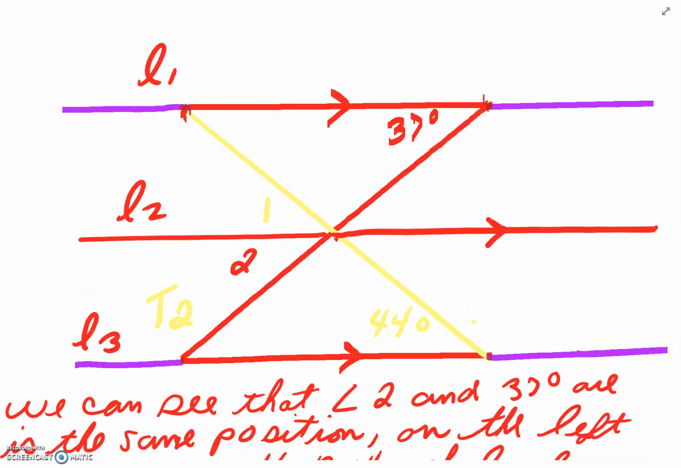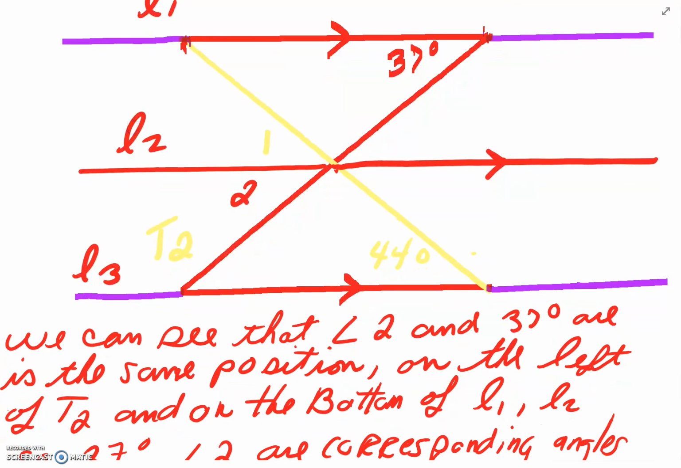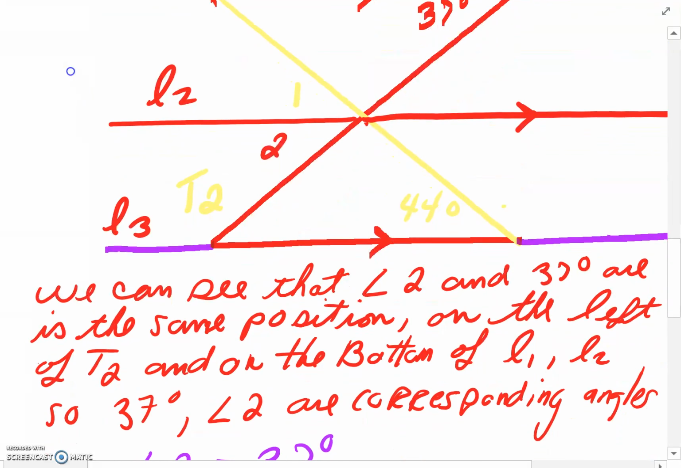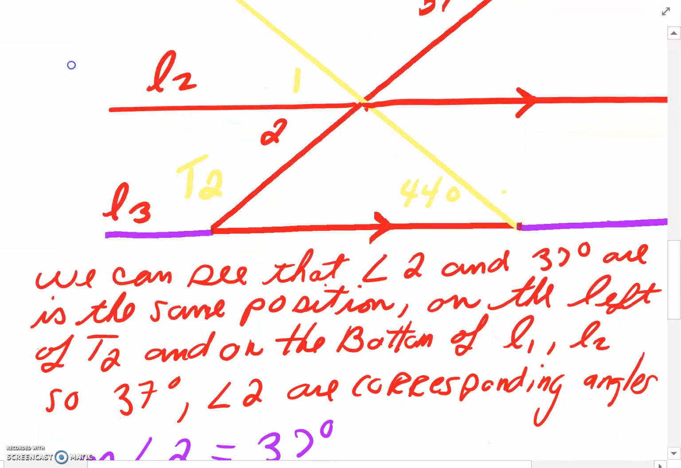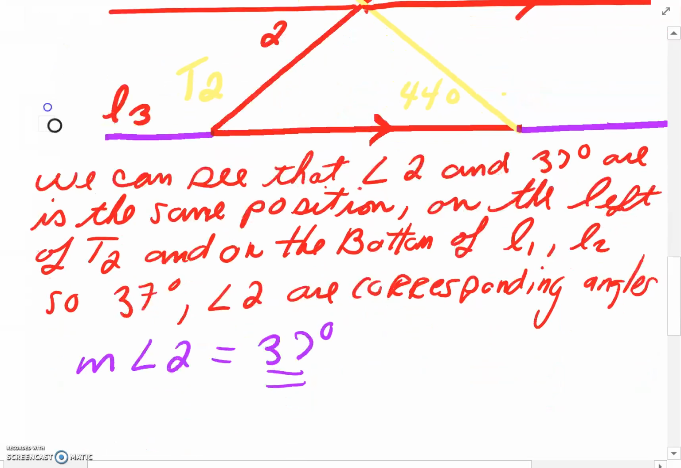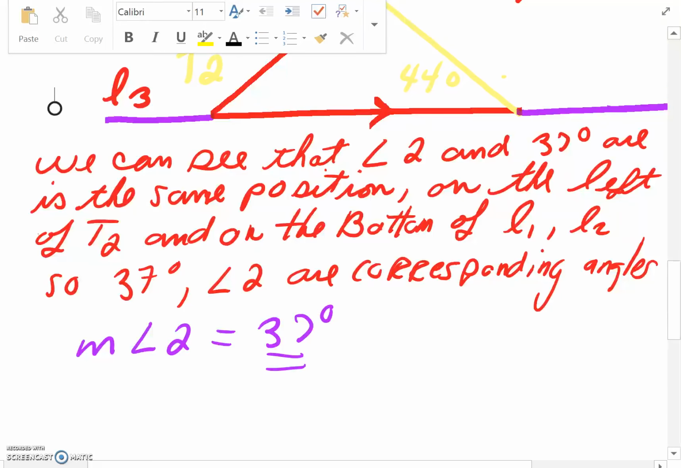So when I have more than one transversal, that's pretty confusing. So what I'm going to try to do is to de-emphasize one. With the green color, you can erase it and redraw the picture, but this is fairly clear. I can see that the angle with the measure 37 and angle 2 are in the same relative position for the transversals, the parallel lines L1 and L2. Okay, so we can see that they're on the left and they're below L1 and L2, so that means they're corresponding angles. And corresponding angles have the same measure. So the measure of angle 2 is 37.